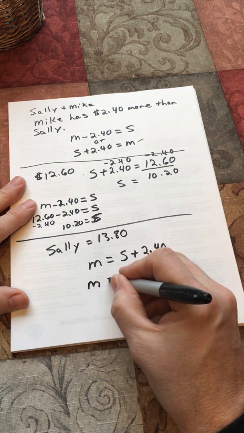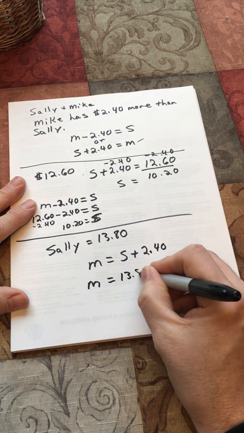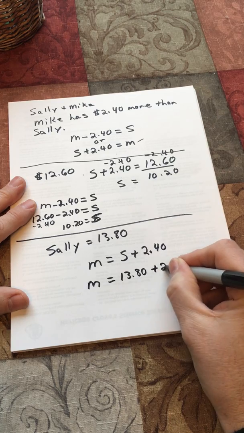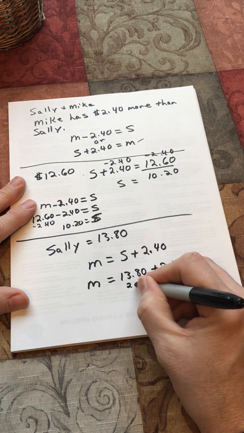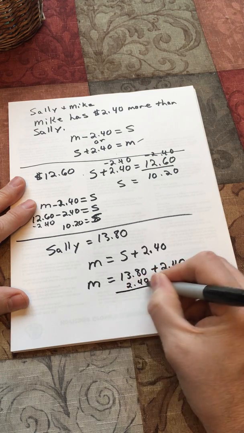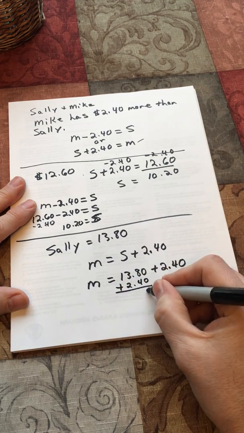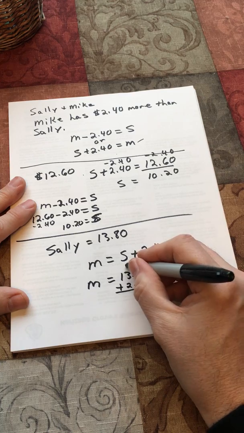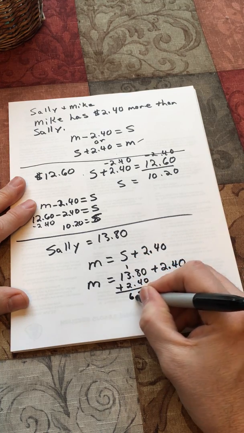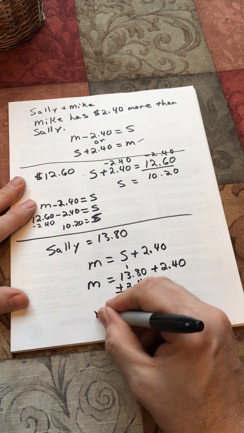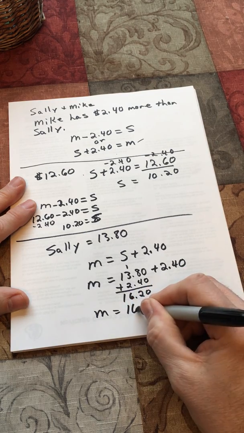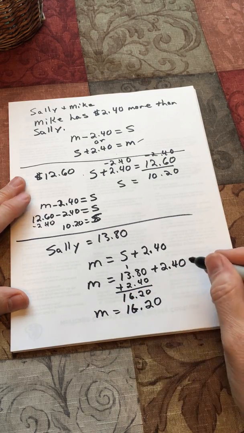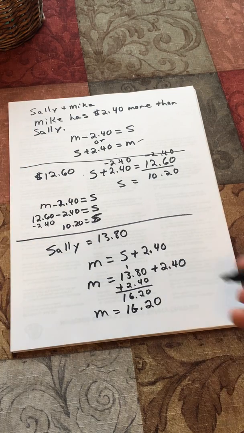So Mike is equal to $13.80 plus the $2.40. Okay, and I like to write in vertical fashion, do my calculations that way. 0, 2, carry the 1, 6, 1. So Mike equals $16.20. Okay, so that's how you can take word problems and turn them into equations and expressions.